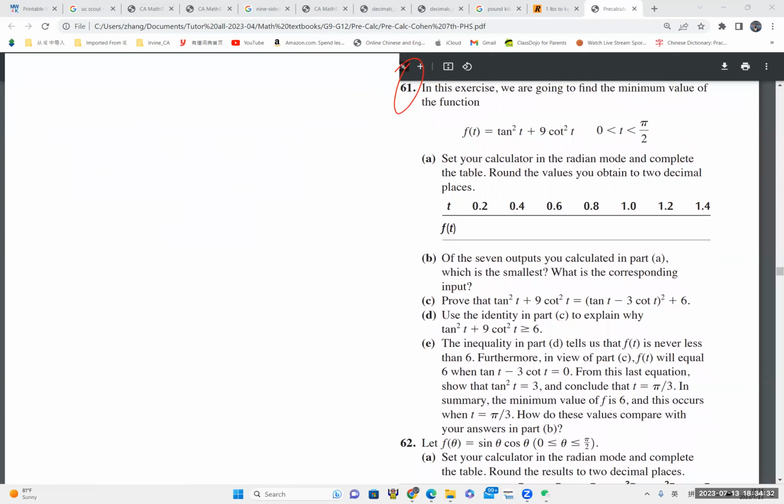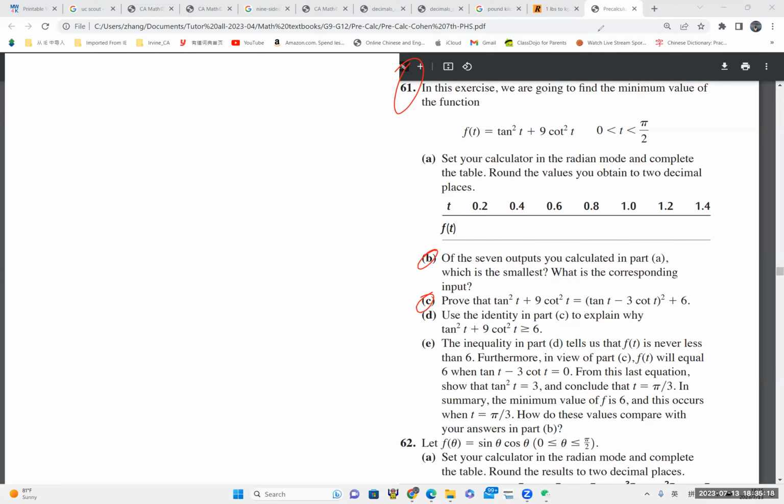We are going to find the minimum value of the function. Set your calculator in the reading mode and complete the table. Round the value you obtain to 2 decimal places. Yeah, we'll pass this. Or maybe later we can use decimals to draw the graph of this, right? So let's go to part B. Of the outputs you calculate, which is the smallest, what is the corresponding input? Now go to C.